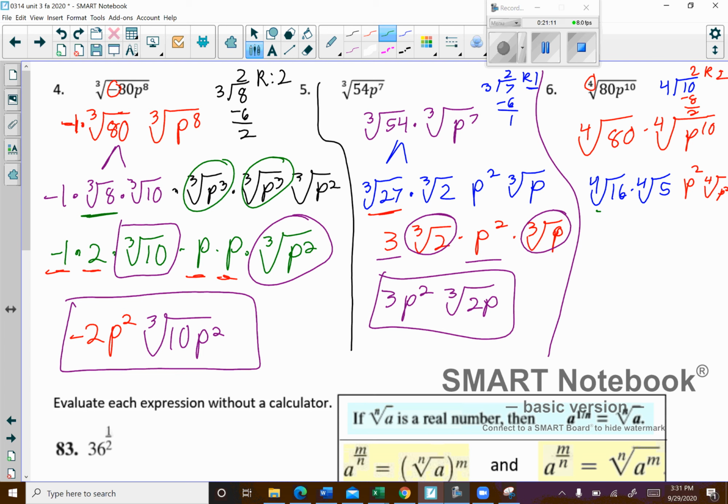So let's see, the fourth root of 16 would be a 2, because 2 to the power of 4 is 16. Then my fourth root of 5 is still there. Then I have my p squared, and then I have my fourth root of p squared right there. Now what we'll do is we'll kind of reorganize it. So we'll put the 2 and the p squared together. So 2p squared. And then we'll put all the fourth roots together. So the fourth root of 5, and then that p squared right there. Okay.